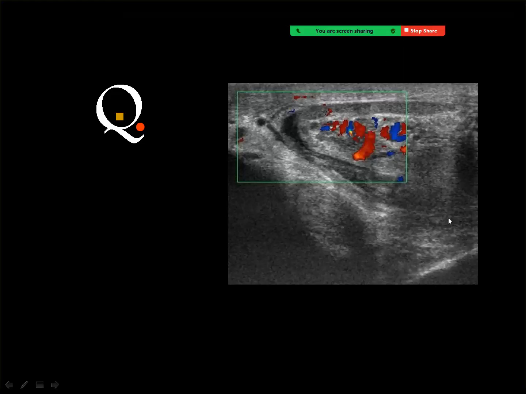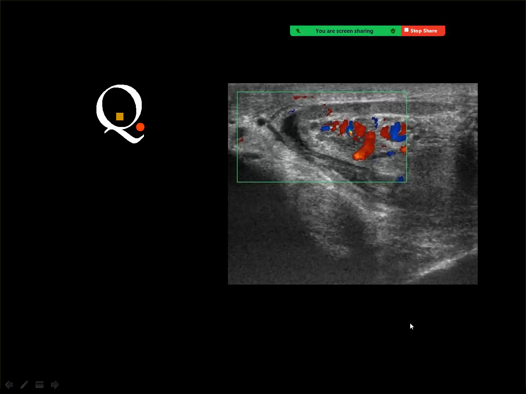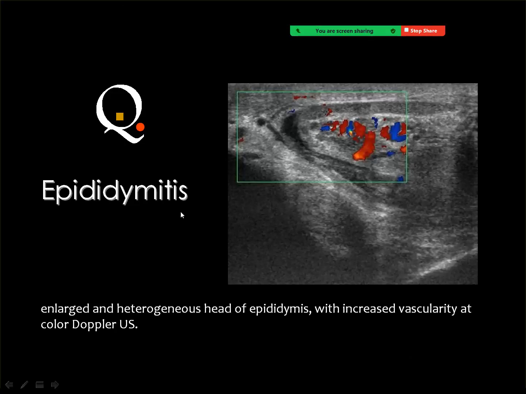Okay, and this is the epididymis. As you know, this is the site of the testicle, and this is the epididymis. You can easily appreciate the presence of marked Doppler flow in the epididymis, which means that there is some sort of inflammation, and this is characteristic of epididymitis, which can occur as an isolated lesion or can be associated with inflammation of the testicle.